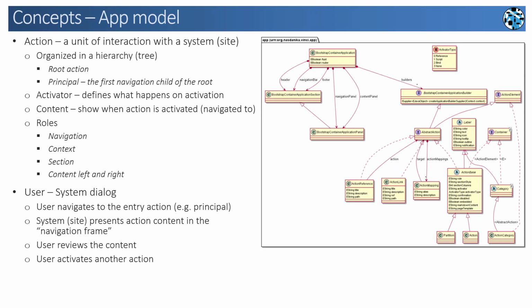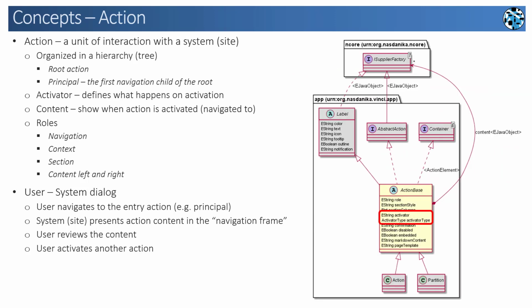In this model an action is a unit of interaction between the user and the website. Actions are organized in a hierarchy. The root of the hierarchy is called the root action. The first navigation child of the root action is called the principal action.